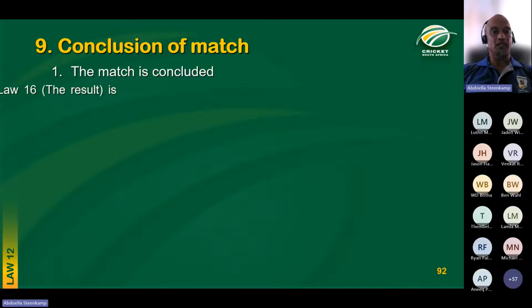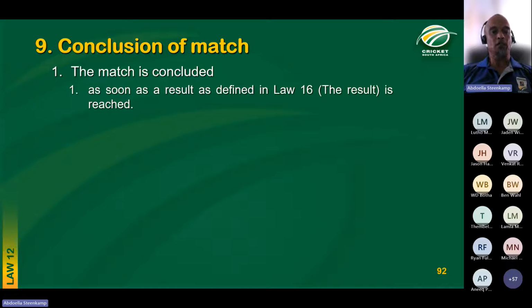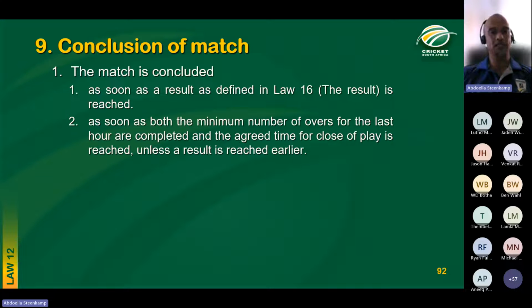So the conclusion of the match. When is the game concluded? According to the law, as soon as the result is reached, the game is concluded. Let's say side B needs to score 200 in the 4th innings to win the game, and they get to the score of 200, the result is reached. The law now tells us as soon as they get 200, the match is concluded.